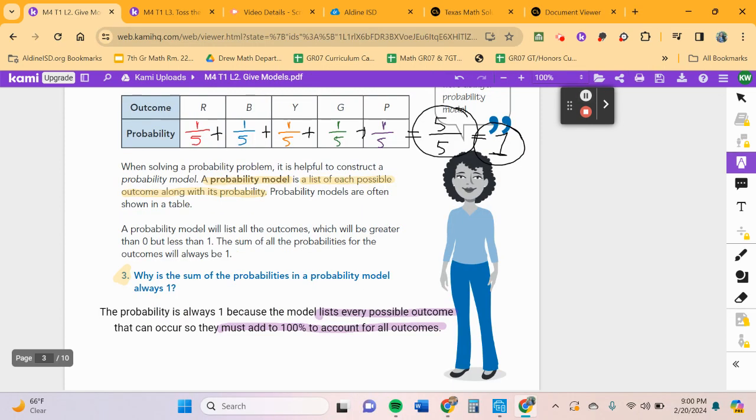Alrighty, let's look at number 3. So your answers may vary, but you could have said something to the effect of, the probability is always 1 because the model lists every possible outcome that can occur, so they must add to 100% to account for all outcomes, meaning there is a 100% chance that I'm going to get one of those outcomes, right? There's a 100% chance that I'm going to get one of them because they all add to 100% of the experiment. Alrighty, let's move on.